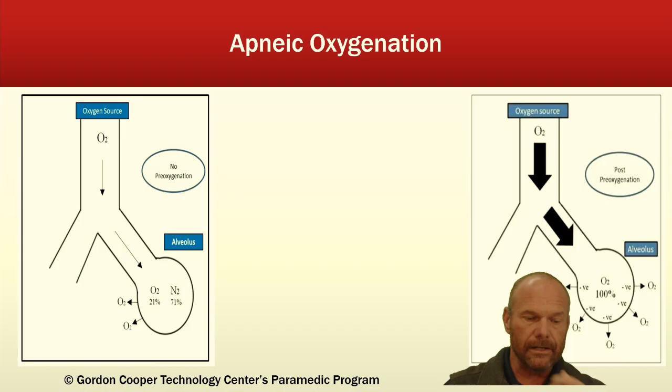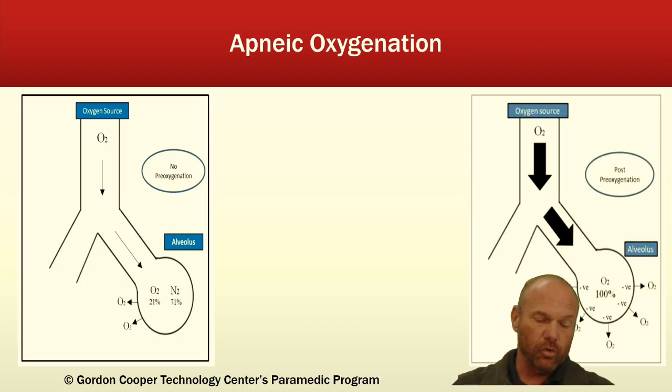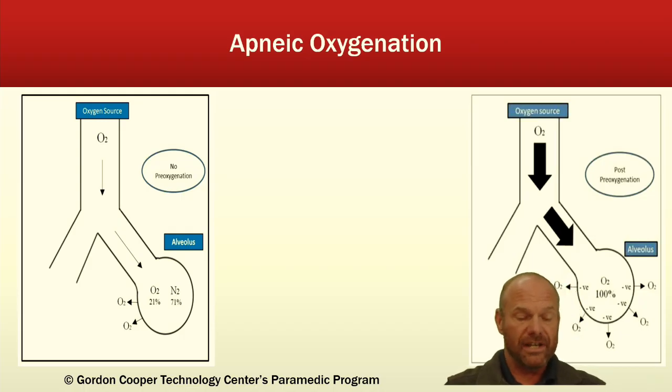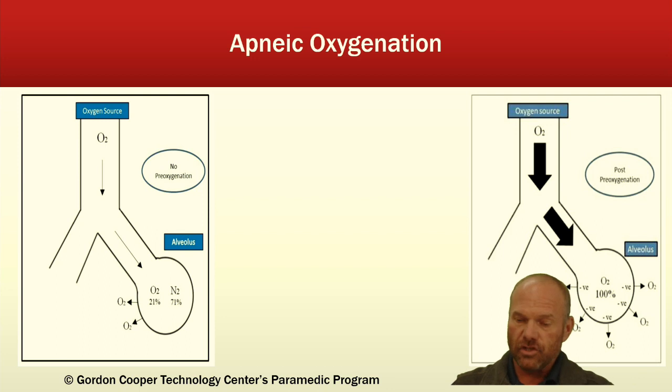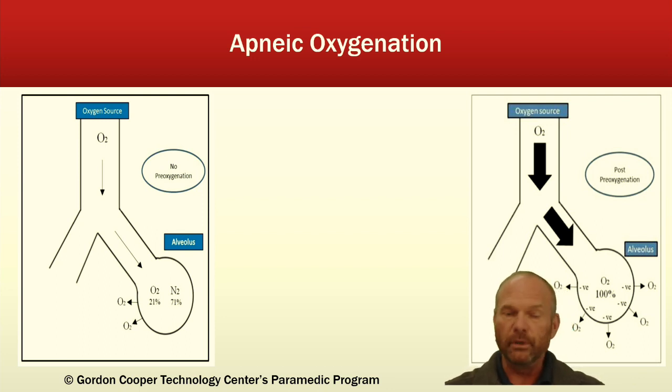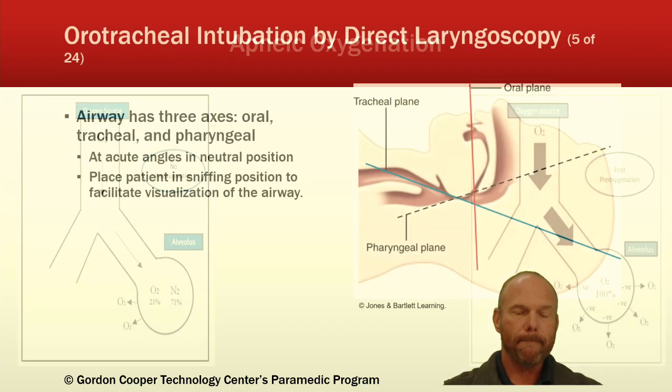I've placed this in here so you can see an idea. On our left, that's the normal lungs to bronchioles to alveoli: 21% O2, 71% nitrogen. Over here to the right, when we've pre-oxygenated them well, it's filled with 100% O2. What that does is build you a safeguard to be able to slow down, take your time, and make sure that you're doing the procedure right the first time.